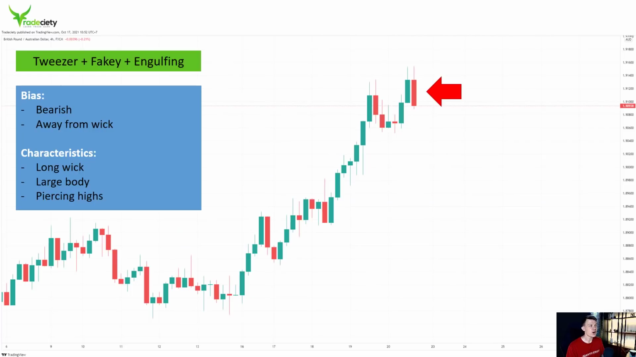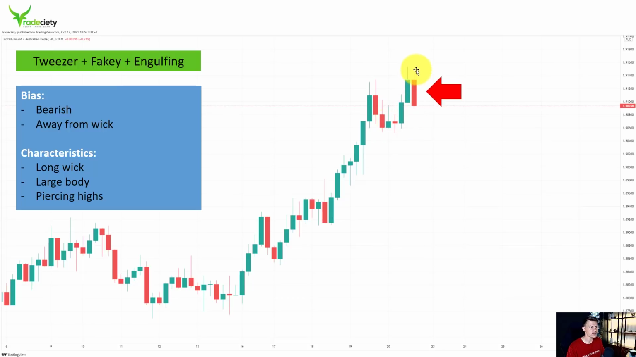So now we have a very interesting case study, because now we're looking at a lot of confluence layers, and this is the type of trade that you want to look for. You want to be really patient and wait for something like this to align. So what do we have here?